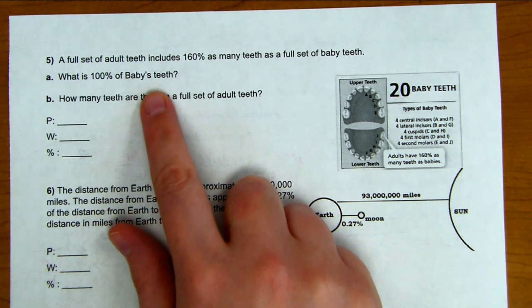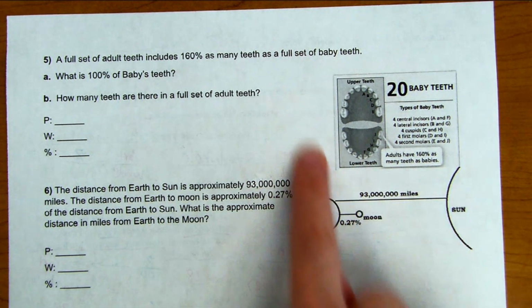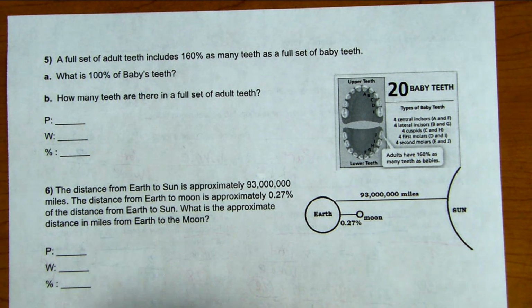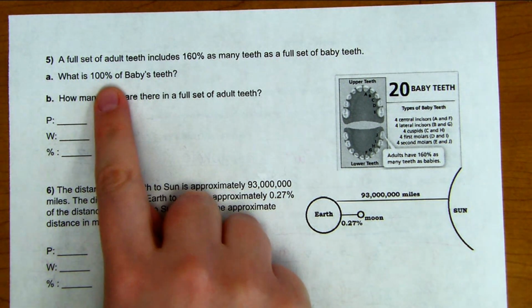So looking at this information over here that we're told about different teeth and different types of teeth, we need to first identify what is 100% of the baby's teeth.